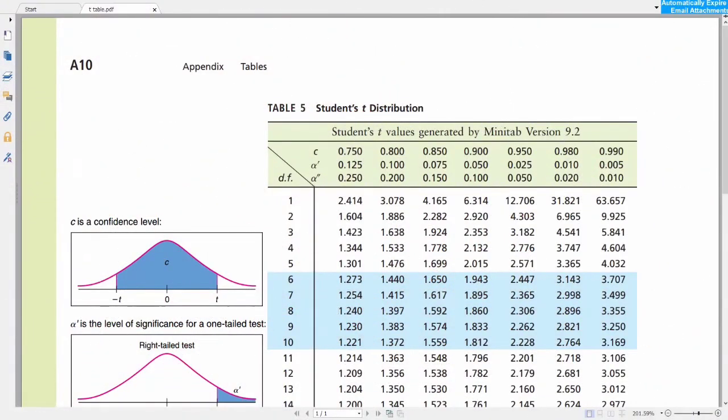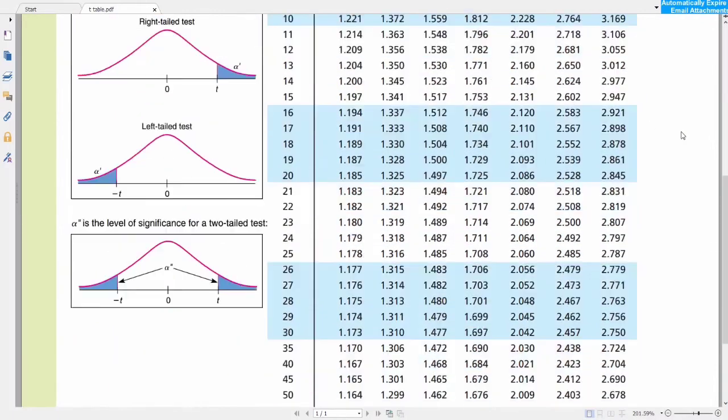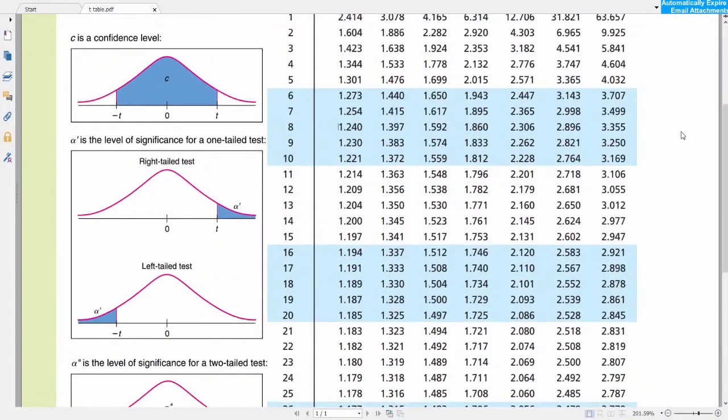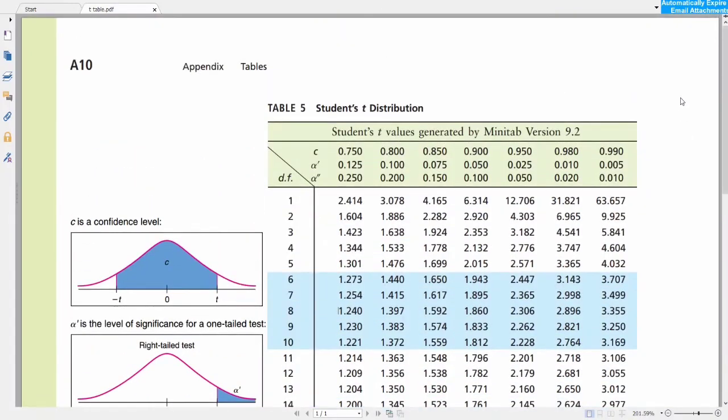Okay, here we are at the T table. Please notice that the T table is on page A10, that's Appendix 10. Also notice that it's only one page. Now I know this doesn't really look a lot like the Z table, but don't worry. I'll help you understand. First, look over here and notice this DF. This is degrees of freedom, right? And they're down this way.